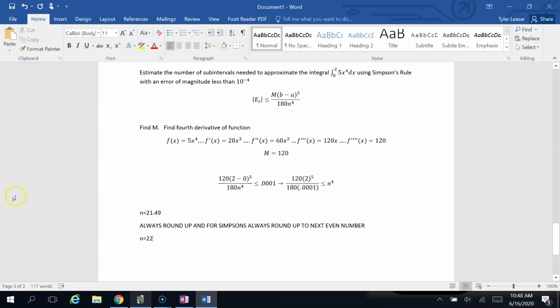Okay, cool. So that is 8.7. Only one more section to go here for Chapter 8.